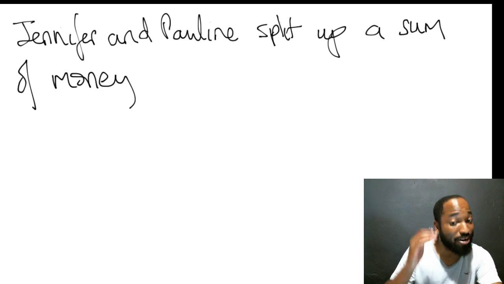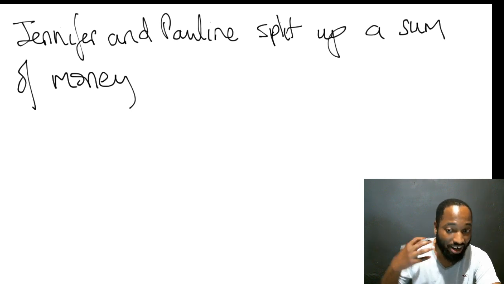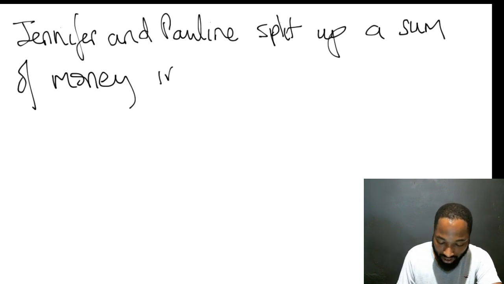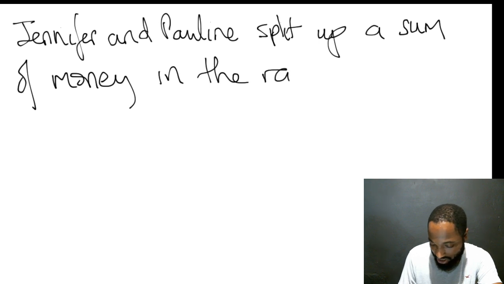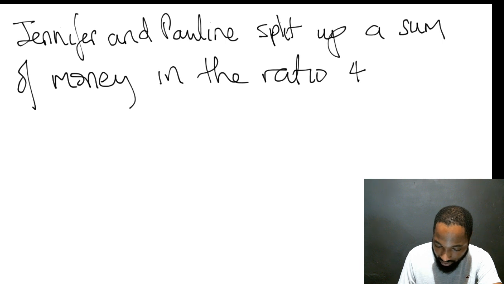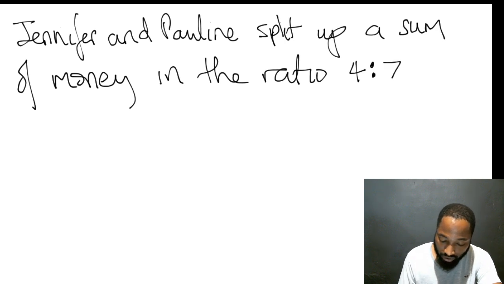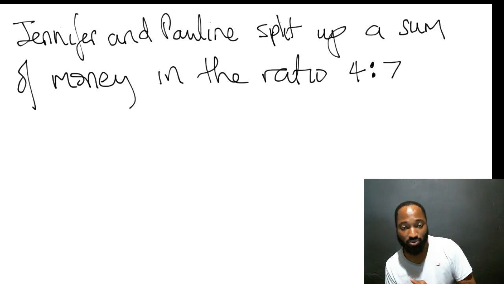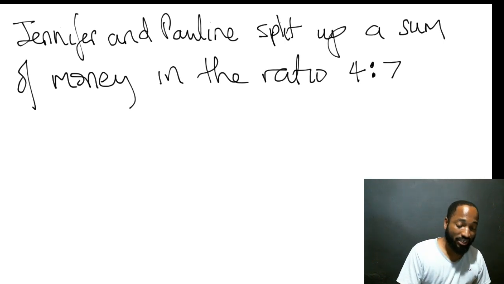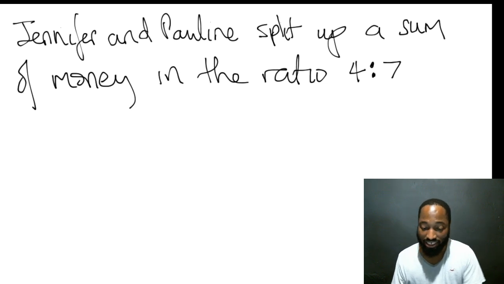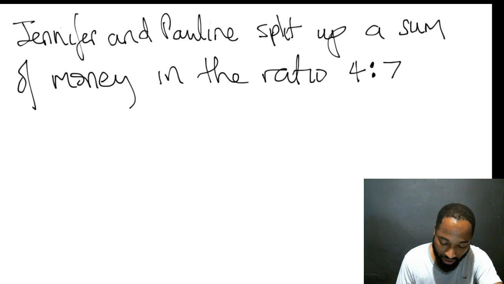So they wouldn't tell you how much money they split up. This is the other way the question could come. In the ratio 4 to 7. So they give you the ratio and they give you the sum of money. And they did, but they didn't give you the sum of money. And here's what else they give you. They'll always give you two pieces of information.